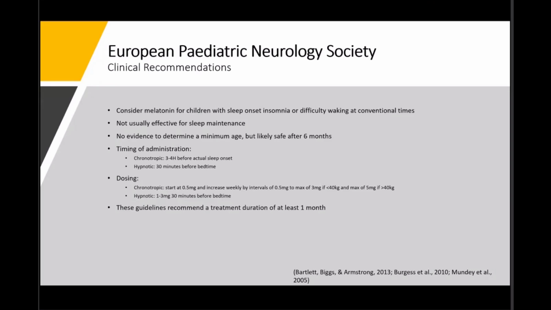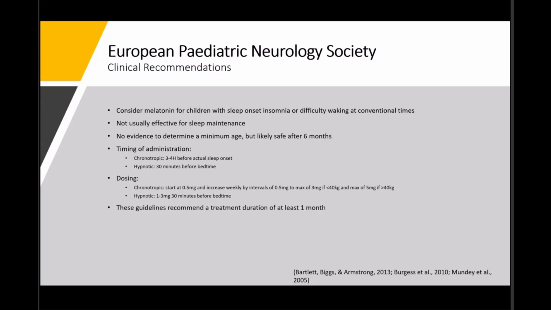If you're using it for the chronotropic effect, aim for 3 to 4 hours before actual sleep onset. If you're using it for the hypnotic effect, give it about 30 minutes before bedtime. Again, for the chronotropic effect, you're going to start with the lowest possible dose, even as low as 0.5 milligram, and increase weekly by intervals of 0.5 milligram to a max of either 3 or 5, depending on body weight, over the course of several weeks.